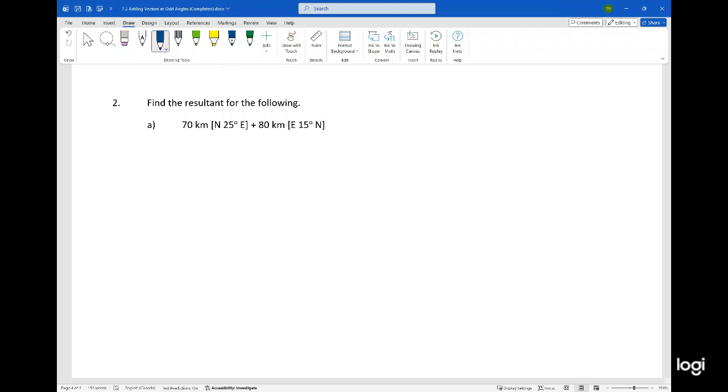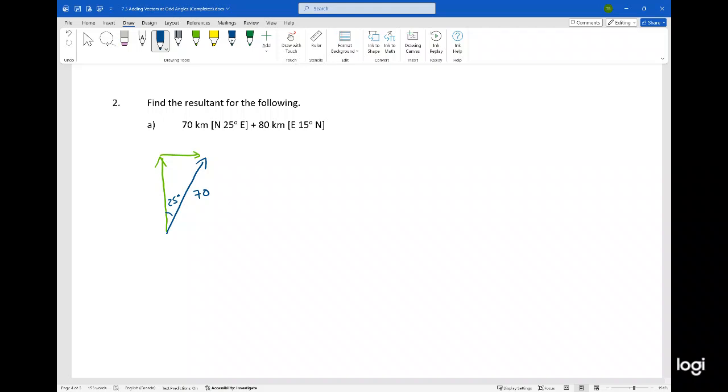Here we've got two vectors, 70 kilometers north 25 east and 80 kilometers east 15 north. What I'm going to do is just kind of side by side draw these vectors separately, and I'm not going to add them together. I'm not going to show them adding tip to tail, and I'm not going to draw a resultant vector because I'm just going to treat them as two separate pieces. So the first one is 70 kilometers north a little east. And I can break that down into pieces that look like this, up and over. This is 70. That angle there is 25.